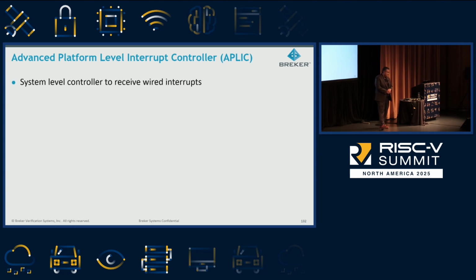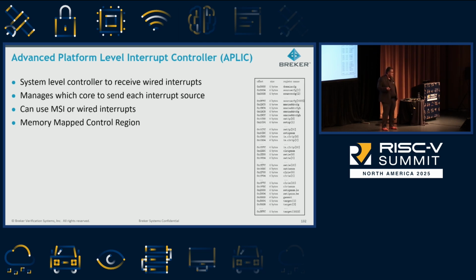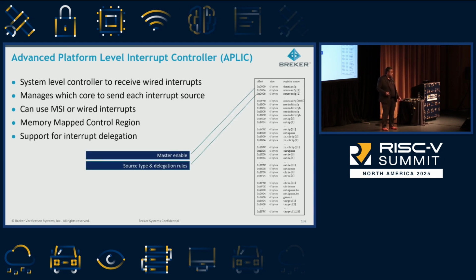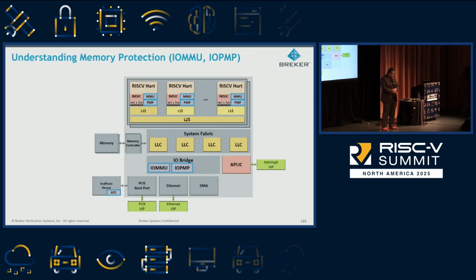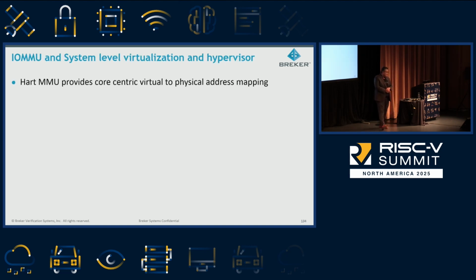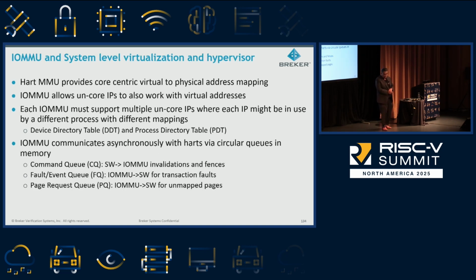The other half is this APLIC, and I truly am running out of time. This is the guy that collects the system interrupts and wires them up to the IMSIC. Again, it has its own data structure, and its own enables and delegation rules and so on. So I'm going to run past that a little bit. The IOMMU: I'm short-circuiting a little bit over here, but it does all the page mapping coming in from PCI Express, coming in from the system.